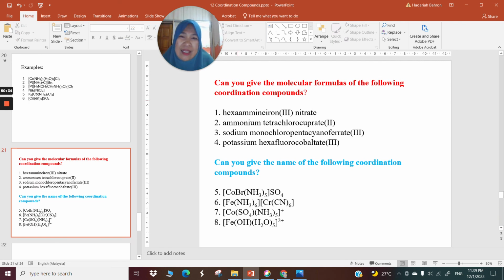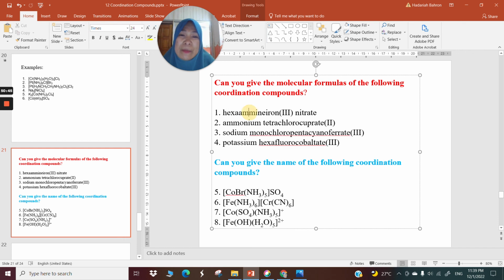And the second question for naming is, please give the molecular formula of the following coordination compounds. The formula: hexaamine iron 3 nitrate, ammonium tetrachlorocuprate, sodium monochloro. I would not say mono because mono usually you don't need it. Sodium chloropentacyanoferrate 2, potassium hexafluorocobaltate 3. And then this is changing from name to formula.